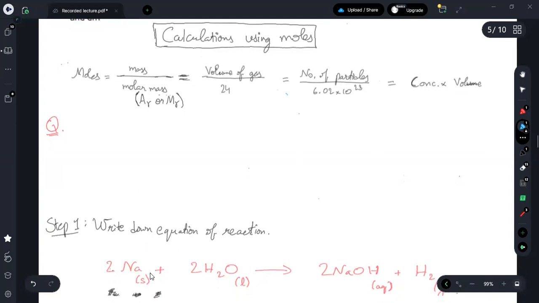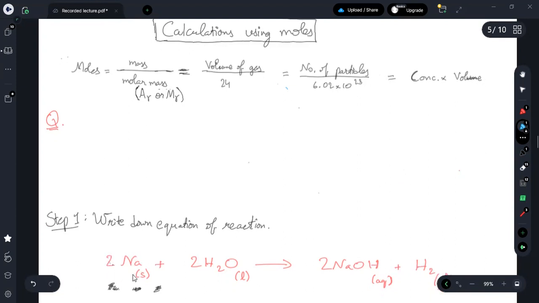I'm going to come to these steps later in the video. If an equation is given, like sodium plus water gives sodium hydroxide and hydrogen, and we are starting with a certain mass of sodium and have to find the volume of hydrogen gas produced, the strategy always begins from the given variable, which in this case is the mass of sodium. From the mass of sodium, we calculate the number of moles of sodium.